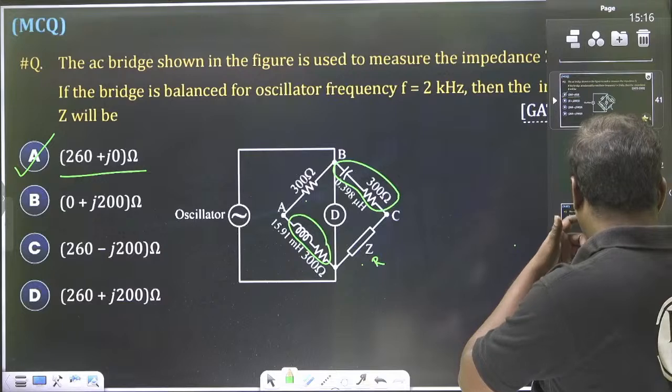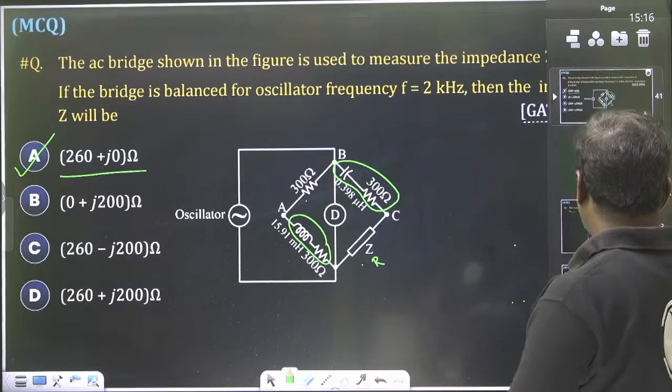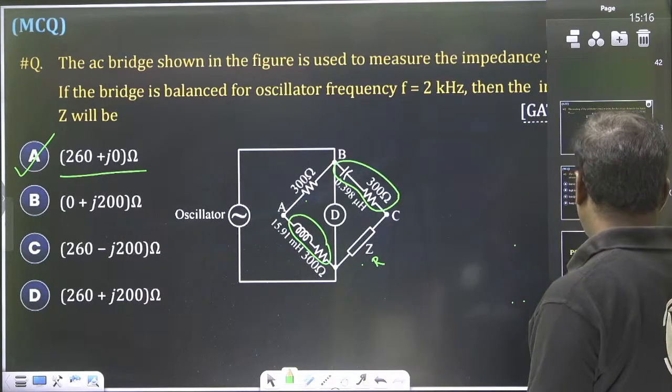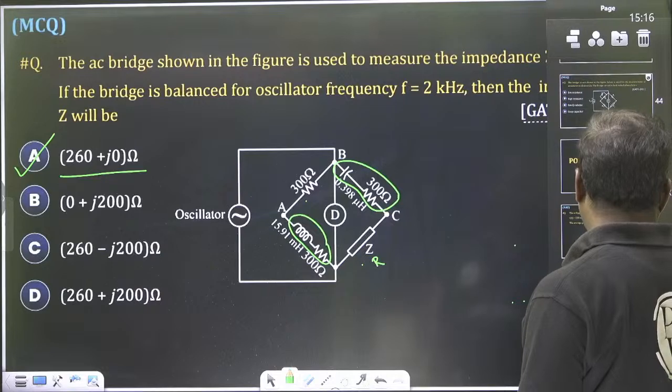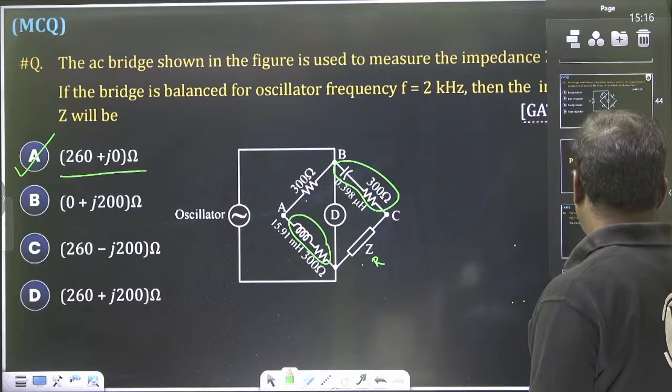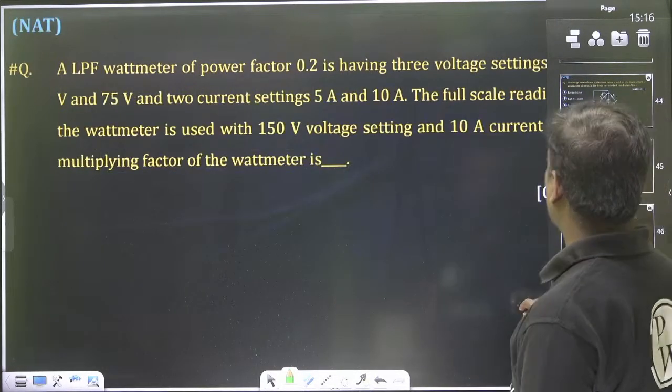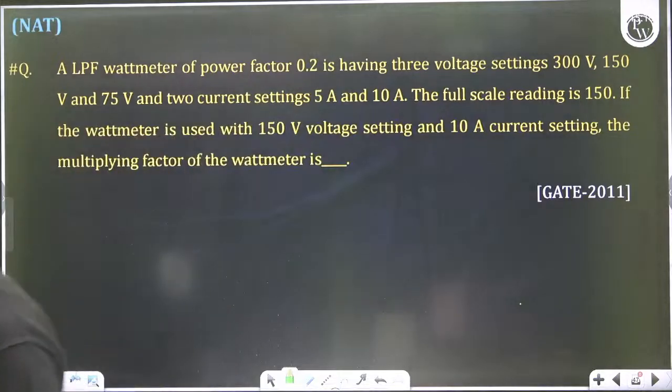So let us go for the answers. What is the answer for this question?